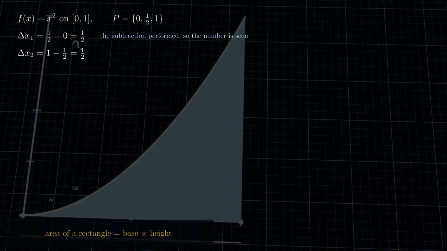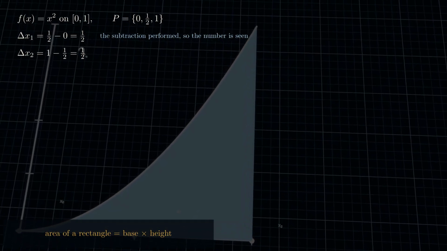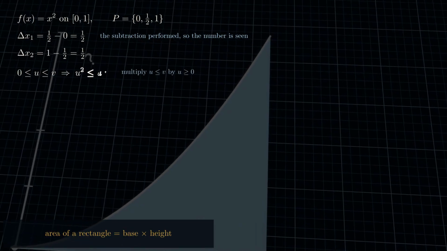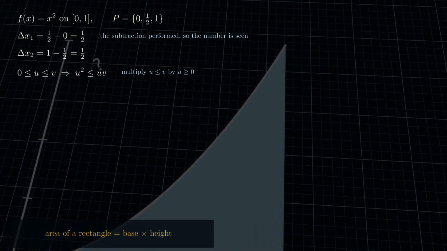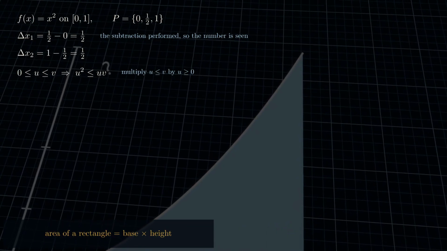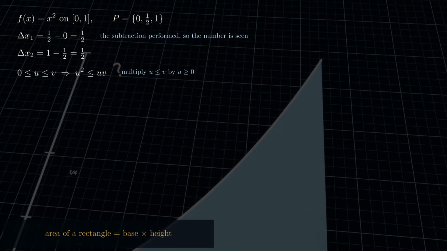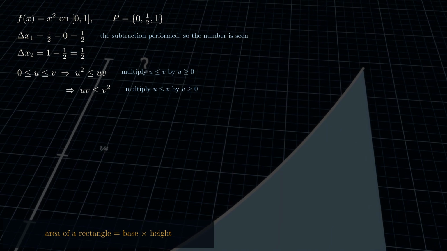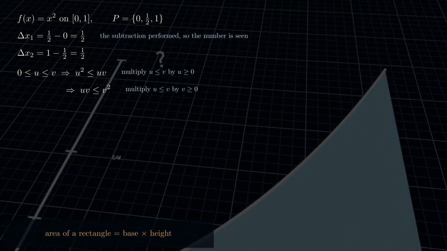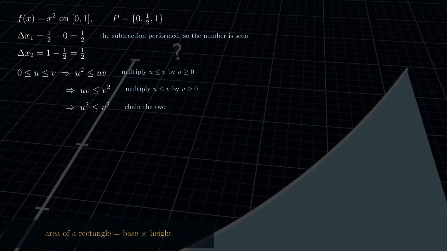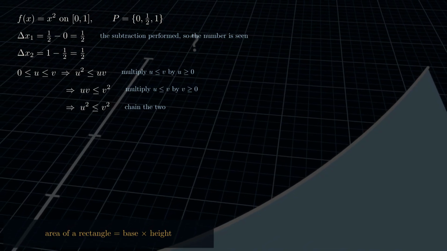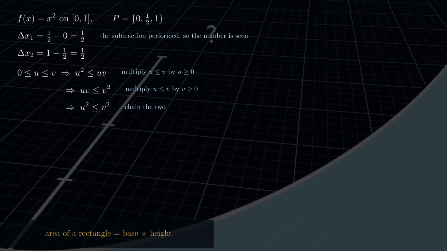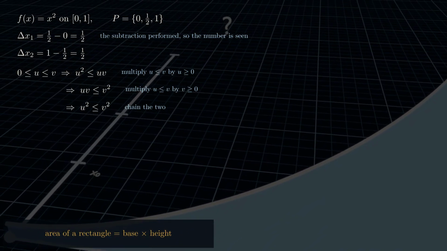Suppose u and v are at least 0 with u at most v. Multiply that inequality by u, which is not negative. u squared is at most uv. Multiply it by v. uv is at most v squared. Chain them. u squared is at most v squared. Squaring keeps the order for numbers that are not negative.